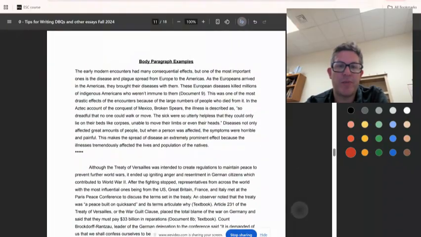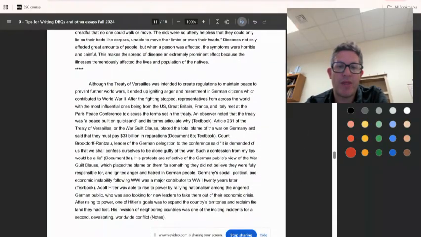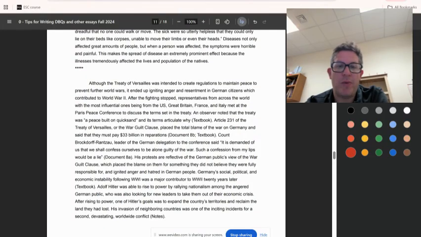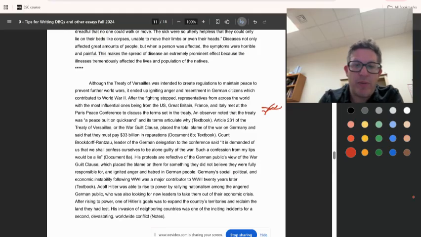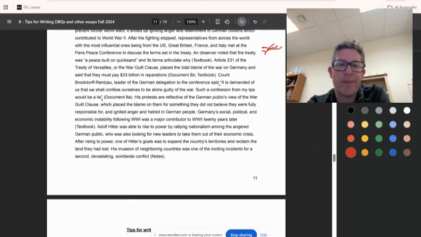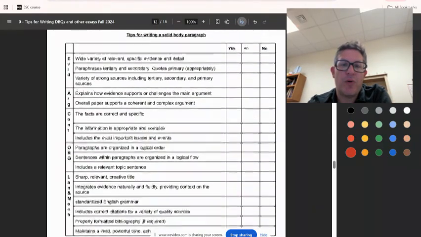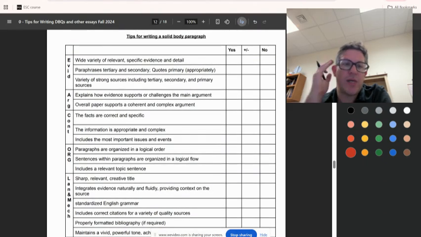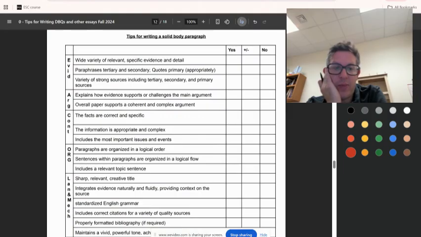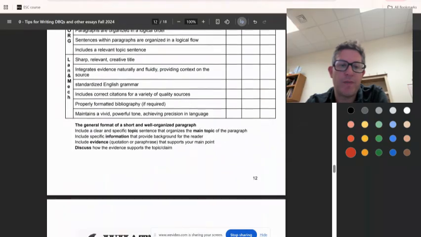Some body paragraph examples here that I give my students. We might talk about how some information is paraphrased, some information, when it's from a good primary source, for example, we see the quotation here from the primary source. Okay. These are all of the criteria for success that I look at in my body paragraphs for my students: selection and use of evidence, the overall argument, the content accuracy and complexity, the organization, and the language.